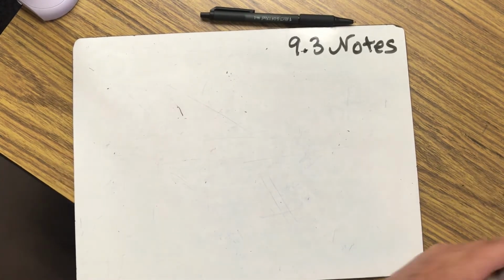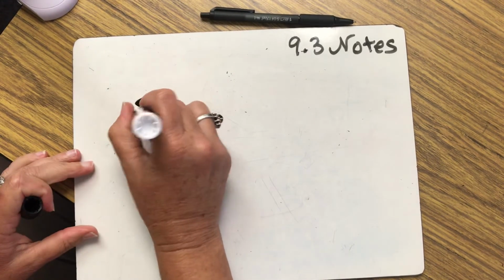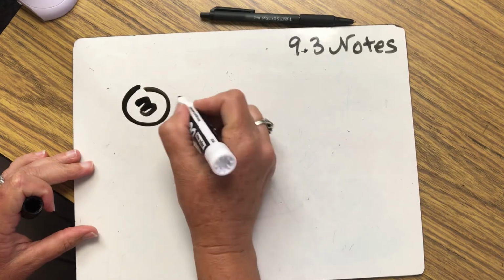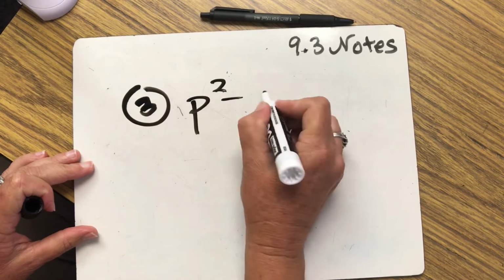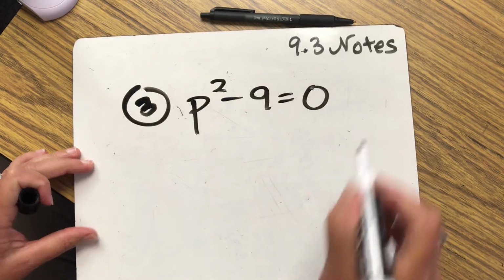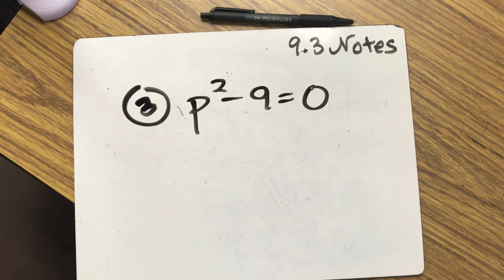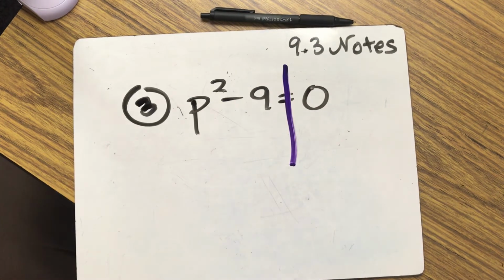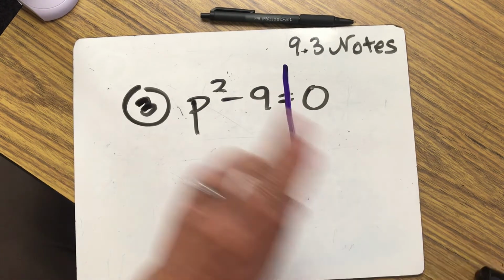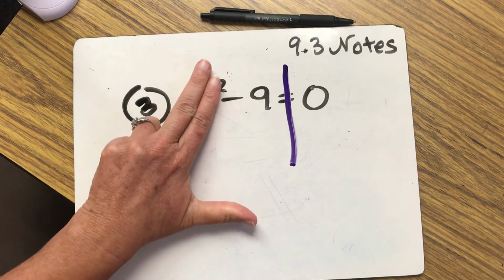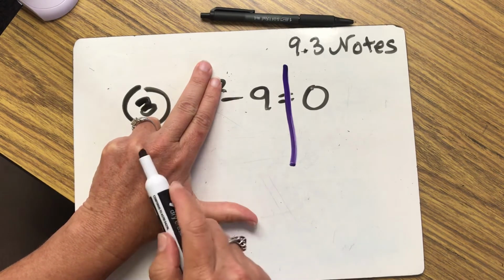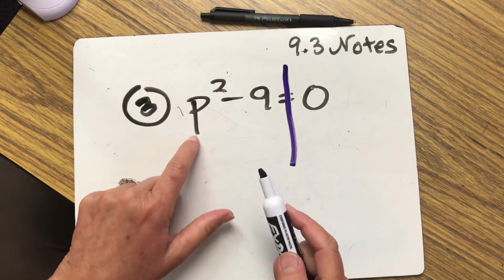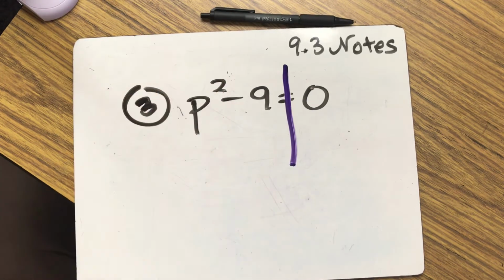Question number 3. This one's slightly more complicated. Not too bad though. We have p squared minus 9 equals 0. The first thing I recommend, again, is the line. Take your finger and cover up the variable. I can see that on the left-hand side he's not alone. He has a little friend sitting there, Mr. Negative 9. Negative 9 has got to go.